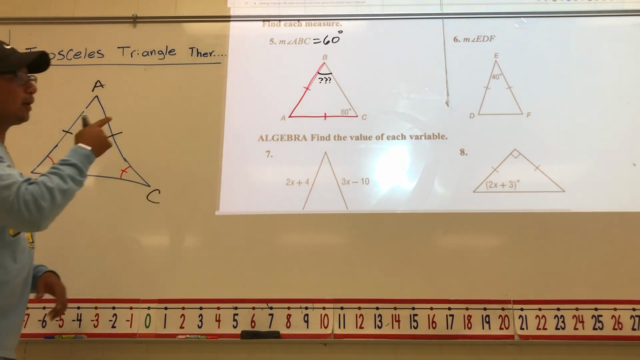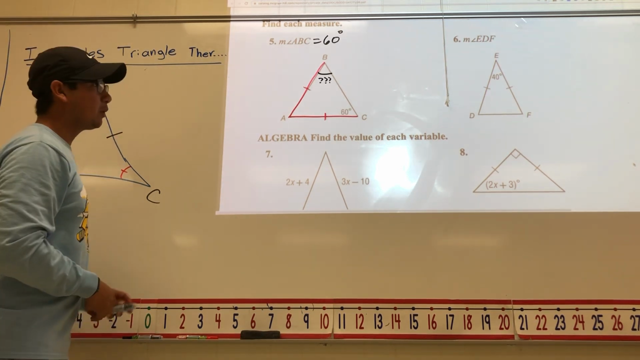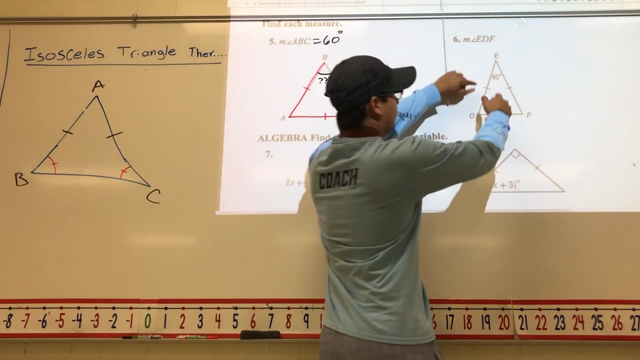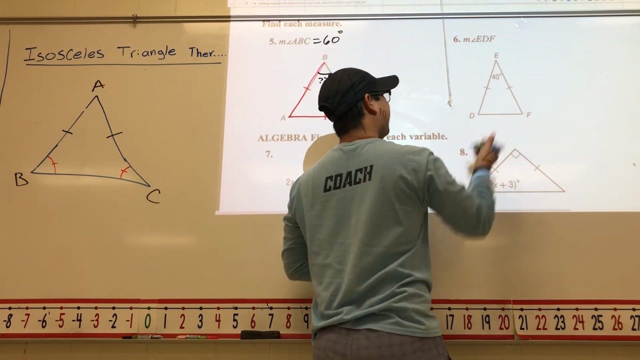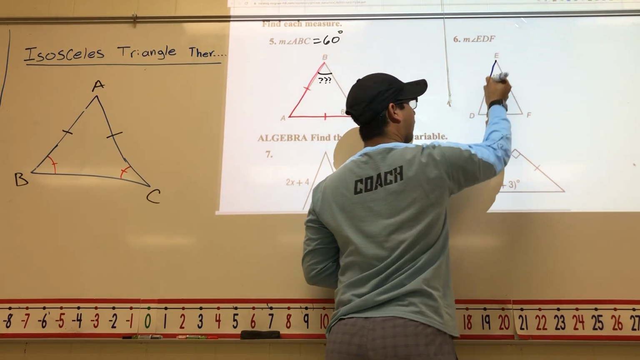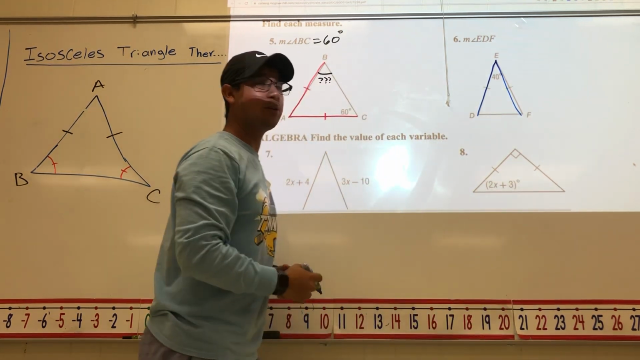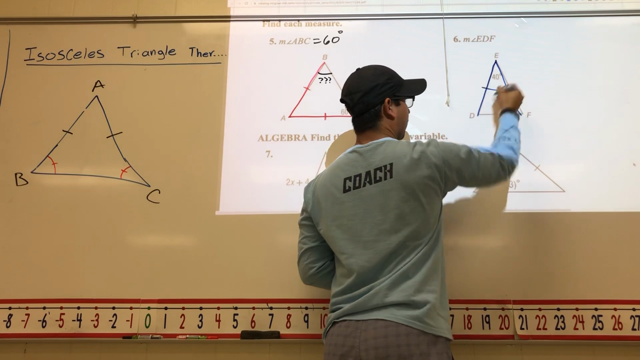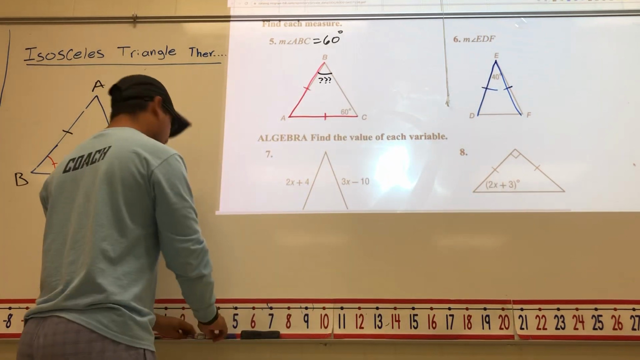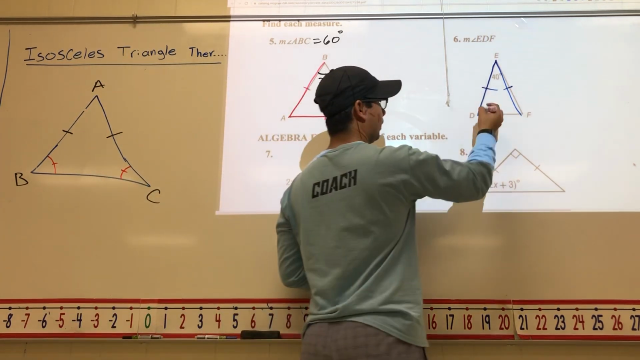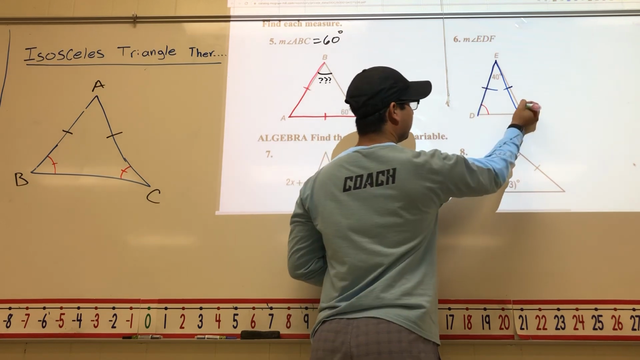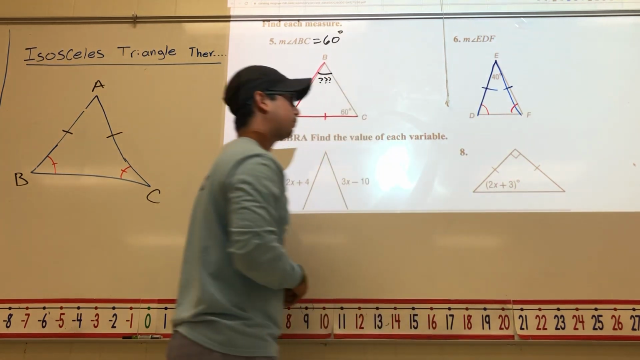Okay, let's look at number 6. So they're telling us that these two sides are congruent. So ED is congruent to EF, right? Those two sides are congruent, which means that these angles here have to be congruent. So this angle here is the same as that angle right there.